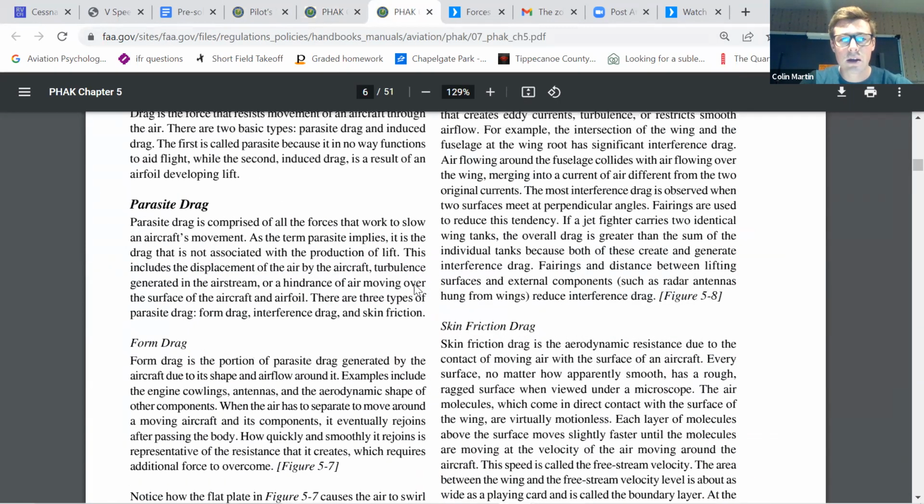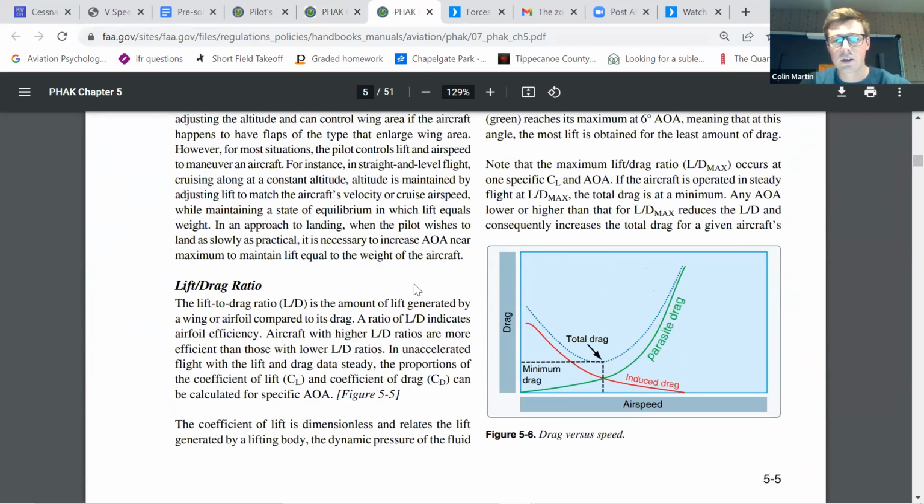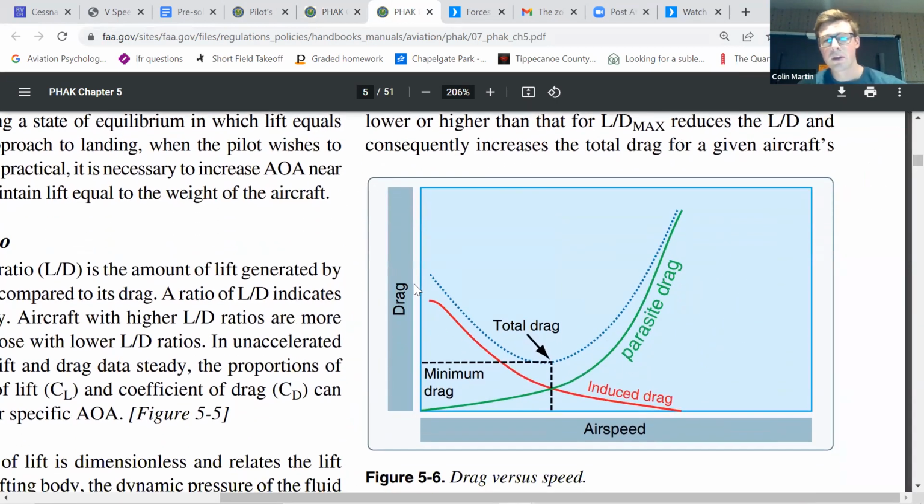We have a graph, I think right here, that you can see more visually. Concerning drag regarding our airspeed, as our airspeed increases, induced drag is going to decrease. But as our airspeed increases, parasite drag increases. And if you look at this curvature, we get a curve called total drag, this dotted blue line. And right here, we have our minimum drag.